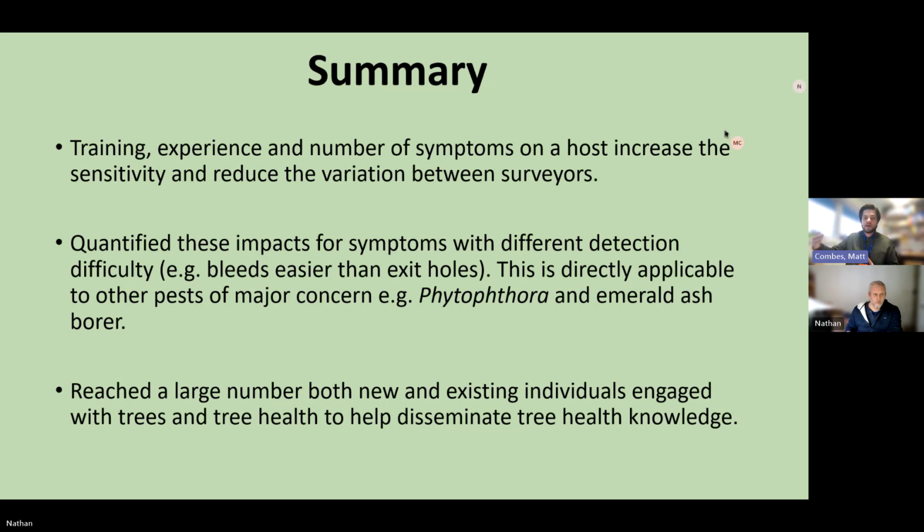And like I have mentioned, it's directly applicable, which is what Nathan's just going to go over next, to other pests and diseases, not just oak. Bleeds are a common symptom for, say, Phytophthora, and the exit holes are obviously a relatable symptom to emerald ash borer. And then we have this general method for quantifying the sensitivity of individuals, so it's widely applicable to plant health on a larger scale, not just oak. I really wanted to get that across.